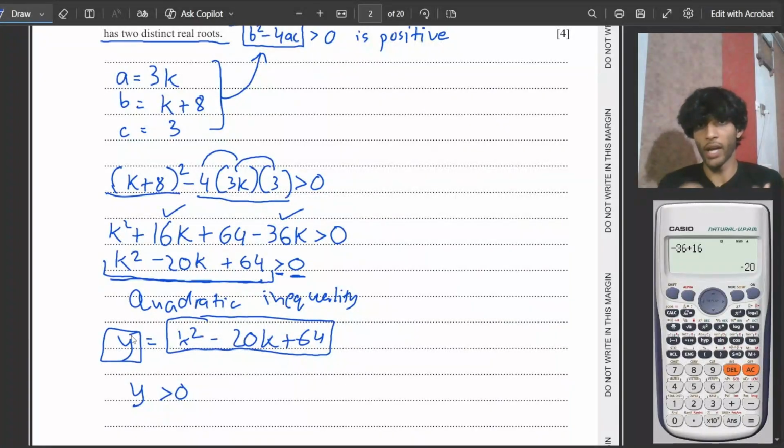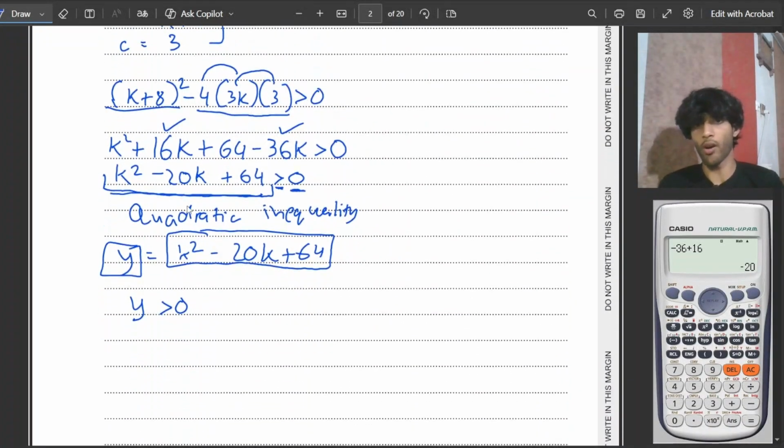And so what you're finding out is what the y values are for which this is greater than 0. What do I mean by that? I said this was a quadratic inequality, which means this is a quadratic equation, which means you can make a quadratic graph out of it. So how do I make a graph out of it?